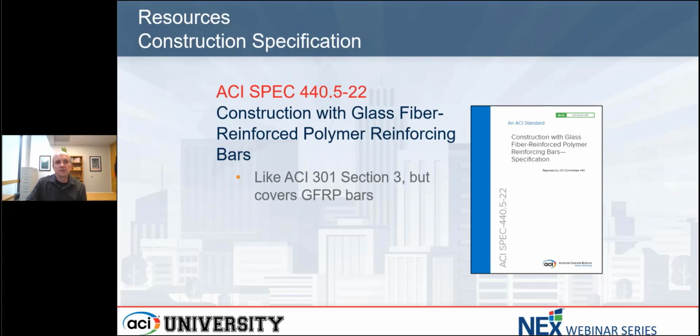So then we also have the construction specification. In addition to the material spec, we have a construction spec. The construction spec supplies all of the minimum requirements for installing these bars out in the field. This spec is very similar to Section 3 of ACI 301, which deals with steel reinforcement for concrete, but it's revised to cover GFRP bars. And again, we try to make this as simple as possible, covering a lot of the same topics, but just emphasizing the areas where specific requirements for GFRP need to be made.